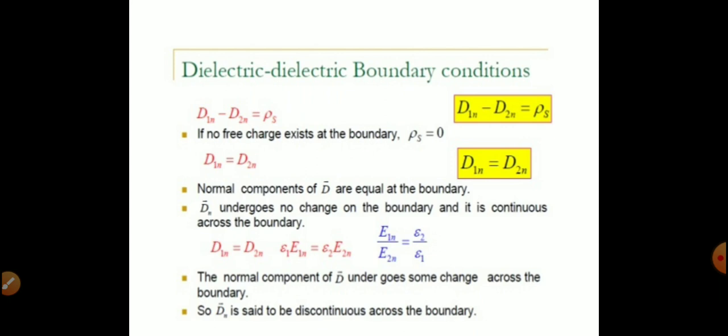If the normal component of D undergoes some change across the boundary, then Dn is said to be discontinuous across the boundary.